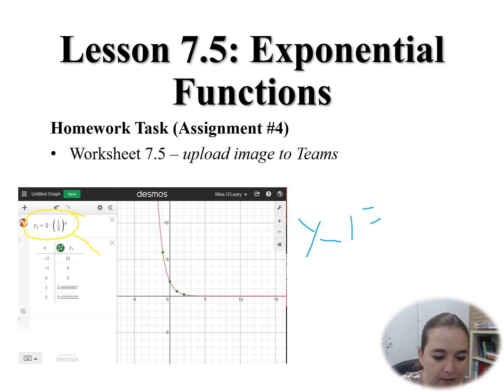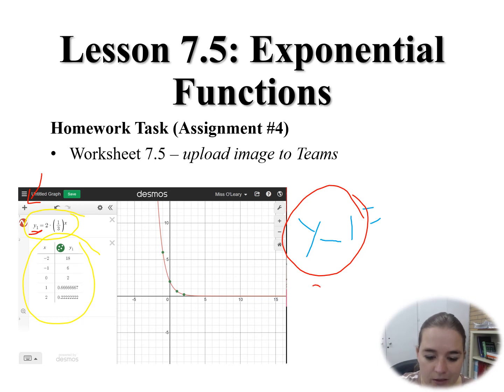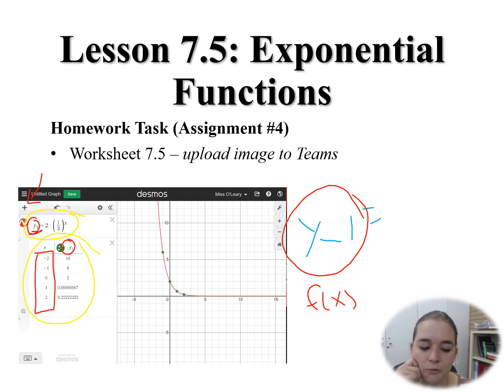The next thing I want to do is I want to insert a table. So I click on that plus button that I see right there, and it'll say table. You want to make the headers at the top of your table be x and y1, or whatever you've called your function here. You can call it y1, you can call it f of x, whatever you want. Make sure that it matches the output here. And then you can type in your values for x that you want to know what the output would be. On the homework, I suggest that you use -2, -1, 0, 1, 2.